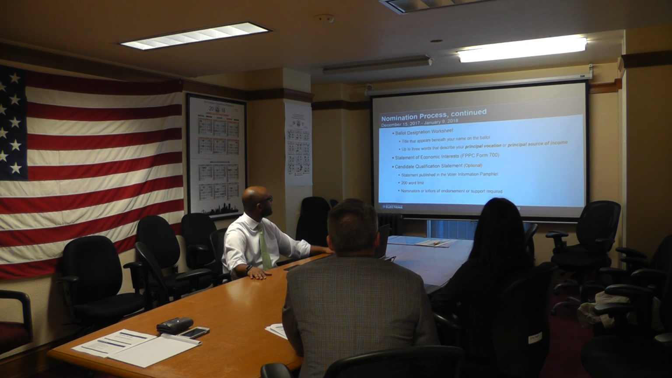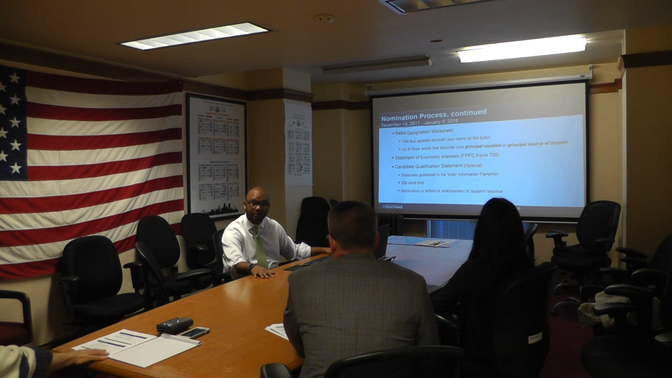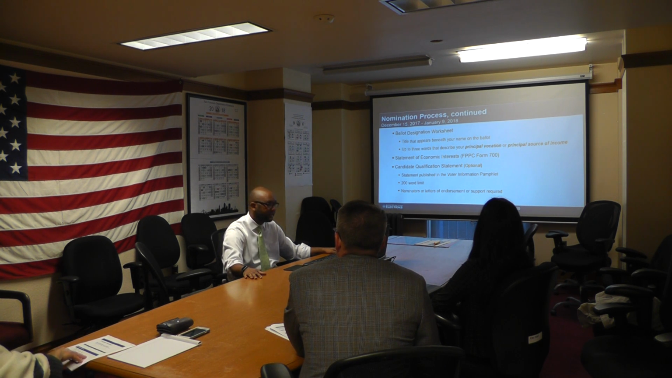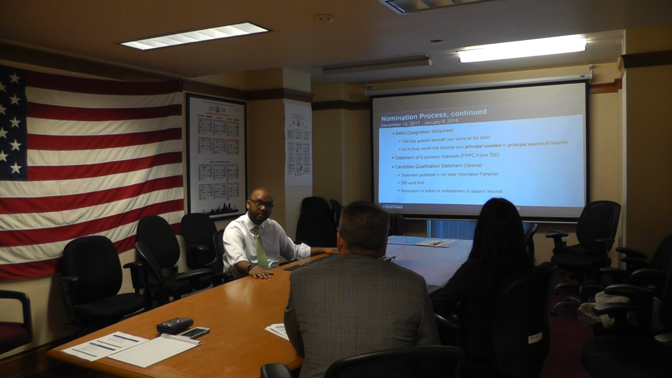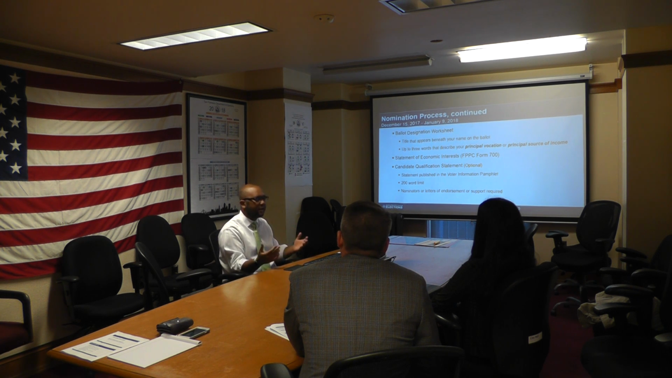So this is a section where there's always some struggle between the candidates and the department. The ballot designation worksheet. It's the title that appears beneath your name on the ballot. What's very important here, and I've also provided you with a list of acceptable and unacceptable designations. You have 3 words. It has to be your principal vocation or your principal source of income. It has to be as generic as possible. And those are the main things.